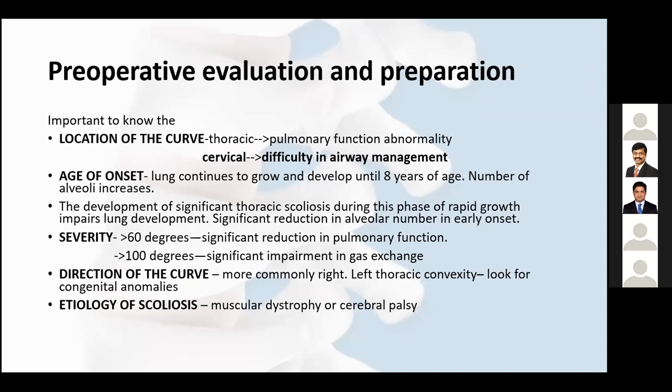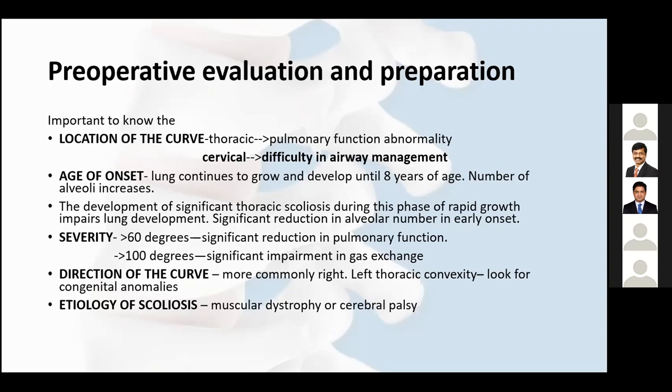So the severity, depending upon the Cobb angle: more than 60 degrees, there is significant reduction in the pulmonary function. And when the angle is more than 100, there is significant impairment in gas exchange as well. So the direction of the curve is also important. More commonly, the direction of the curve is towards the right. But when the patient has a left thoracic convexity, always look for other congenital anomalies.